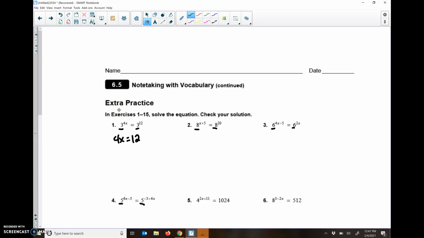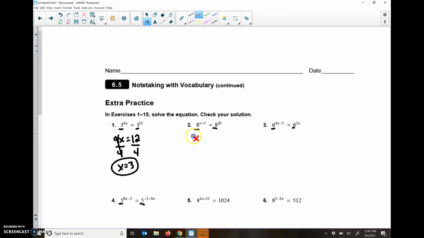So 4 times x equals 12. So going back, we're going to divide each side by 4. So x equals 3. Now they're equivalent. This side says 4x, x is 3. So 4 times 3 is 12. This side says 12. They're equivalent. 3 to the 12th power, 3 to the 12th power.